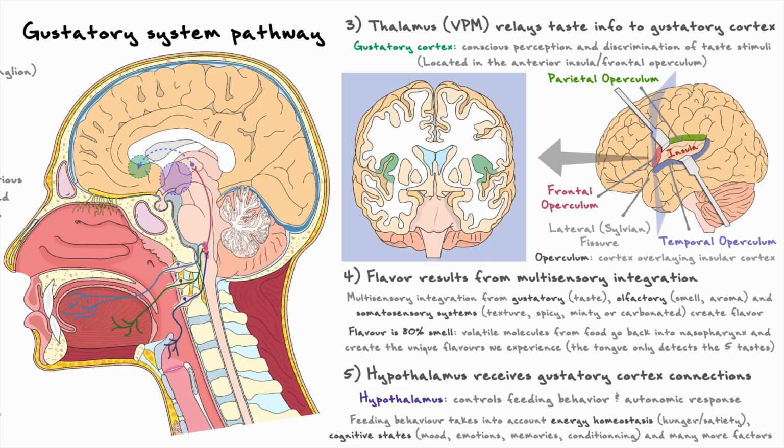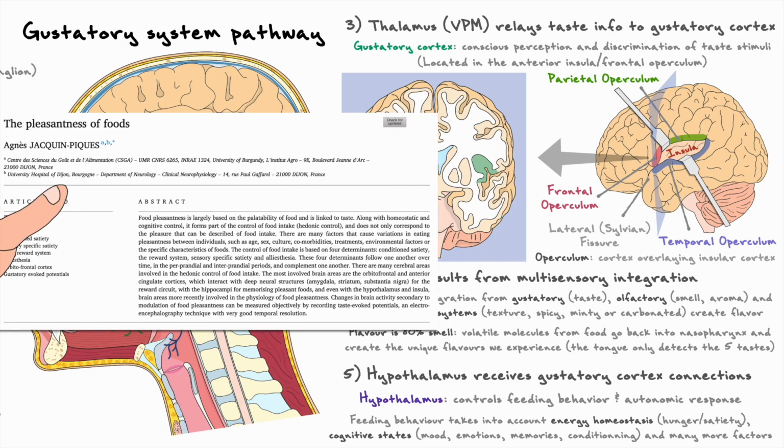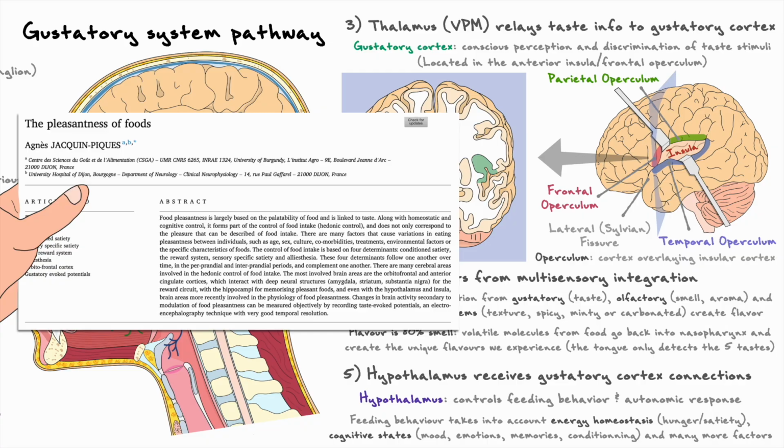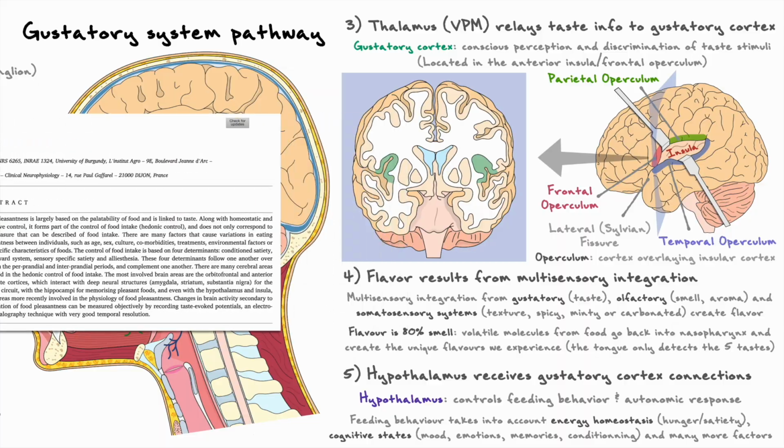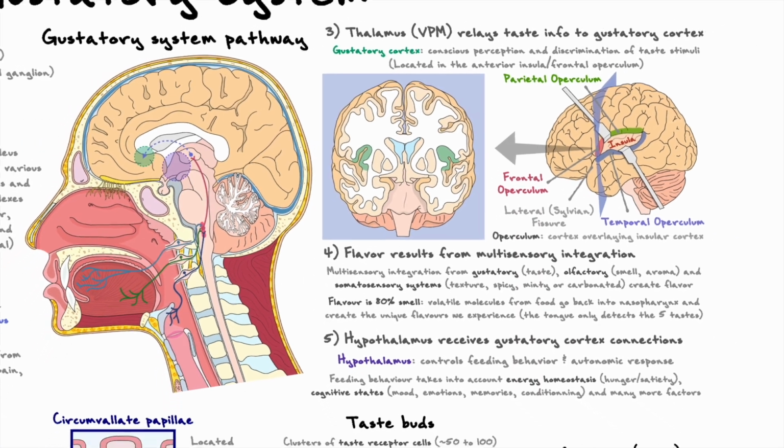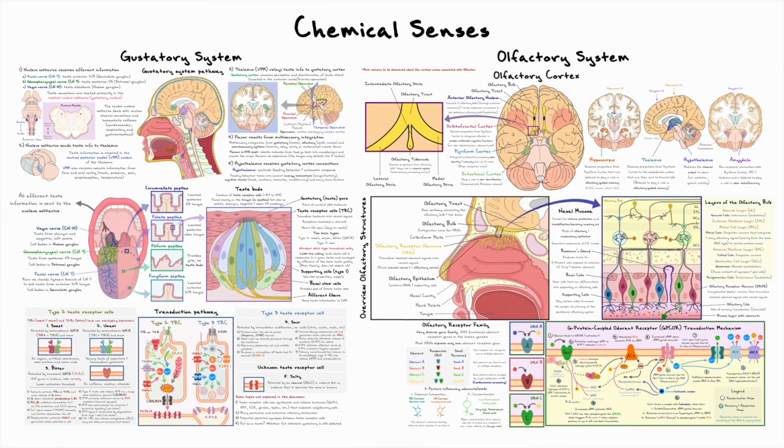So as you can imagine, our taste sensation plays an important role in this, and thus it is intuitive that the two connect together. If you are interested in this topic, I suggest consulting this review that discusses the pleasantness of food. It summarizes some of the key areas and research findings that have allowed us to infer how feeding behavior might be orchestrated. Alright, with this being said, this concludes our discussion on the gustatory system and overall on the chemical senses that also included the olfactory system. If you want to consult these maps, they will be in the description of the video.